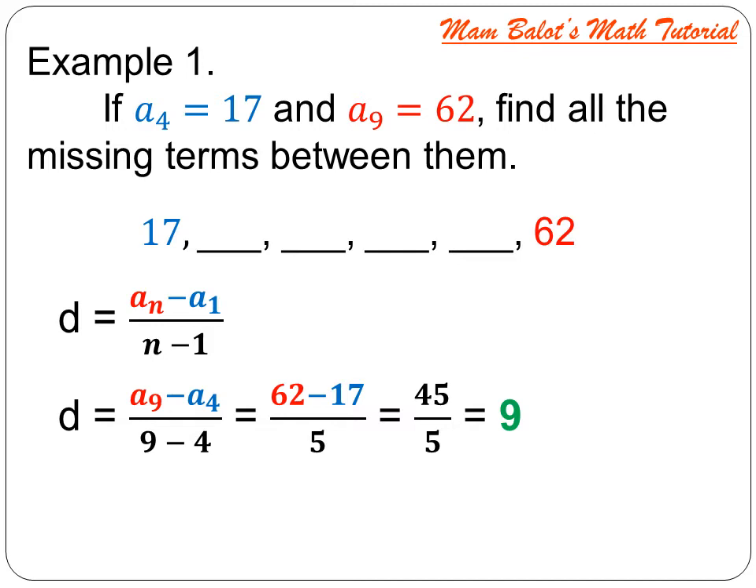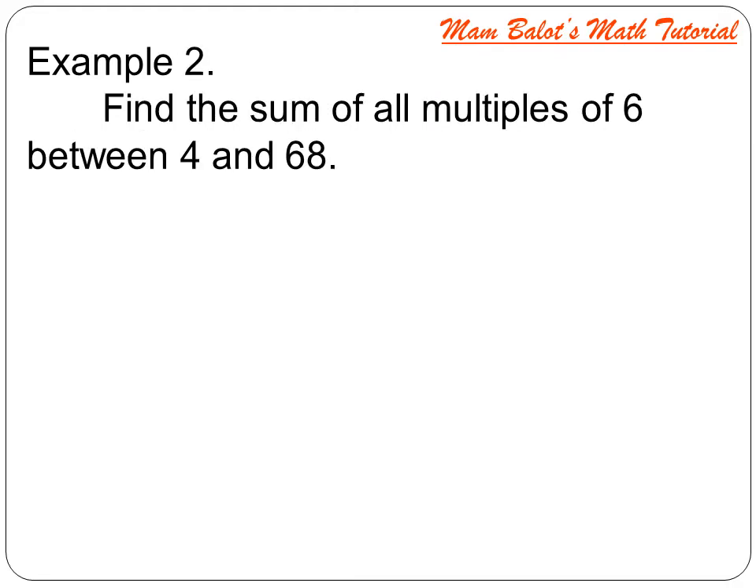So we have now 17 plus 9 is equal to 26. Add another 9, we have 35. Plus 9, we have 44. And add another 9, we have 53. So the missing terms between 17 and 62 are 26, 35, 44, and 53.